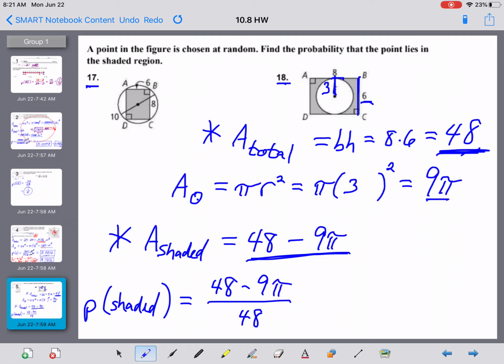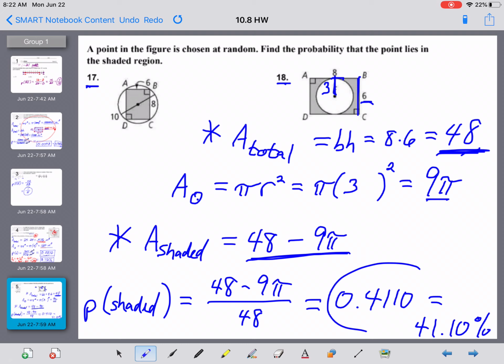0.41, that's actually going to be a 10 at the end, 0.4110 for this answer right here. Or again, if you wanted, you don't have to, you could move that decimal 2 to the right and make it 41.10%. Either one of those answers there would be correct.